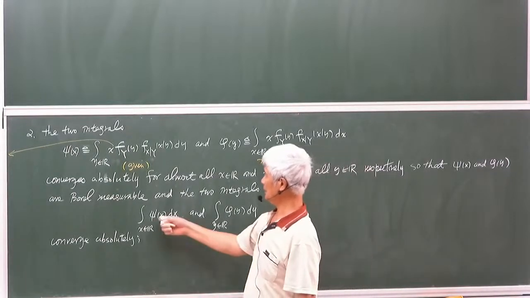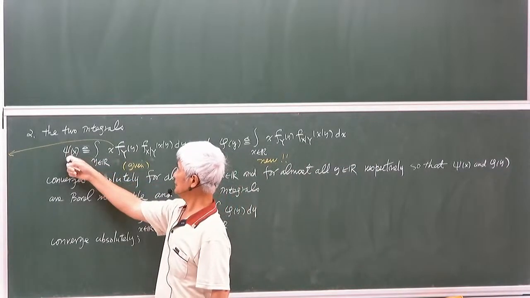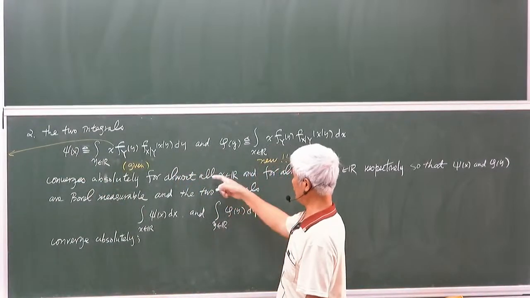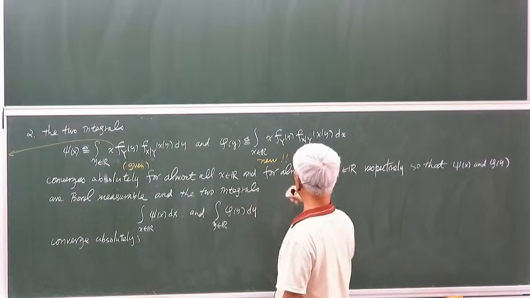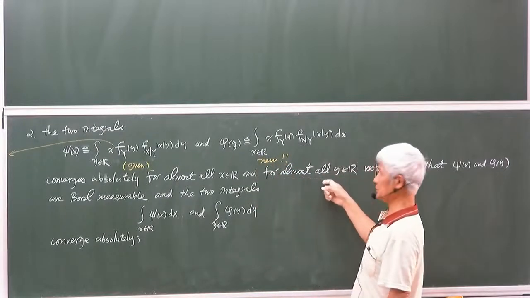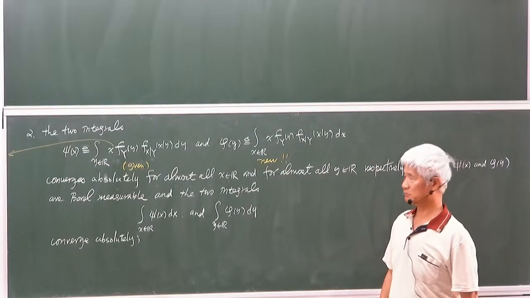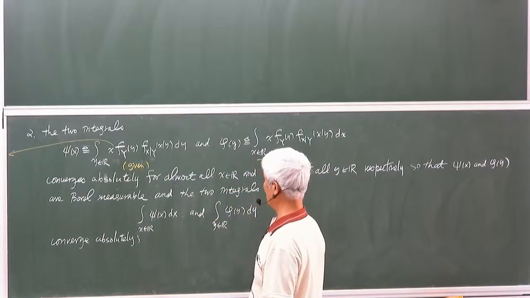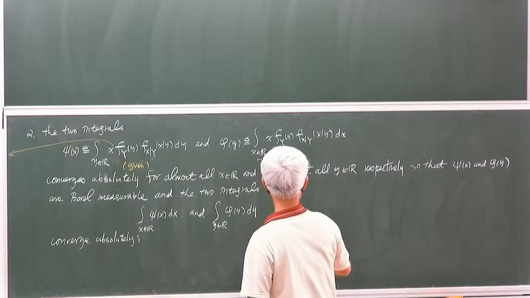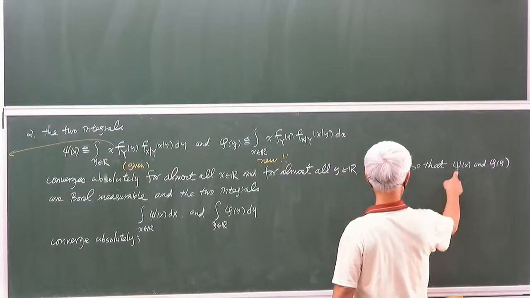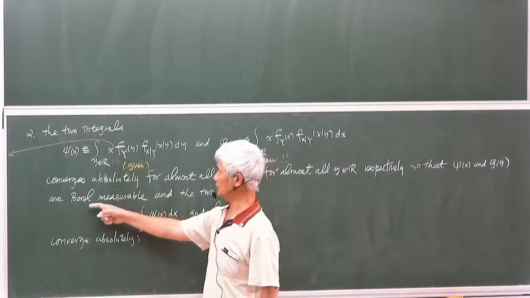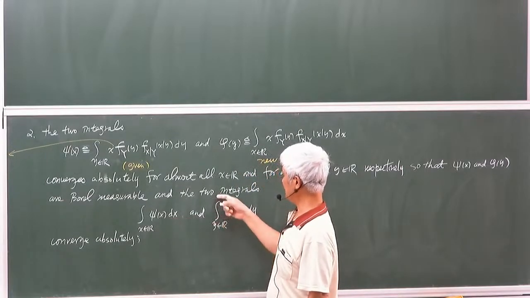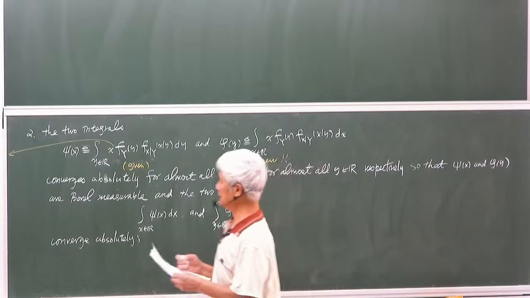Even though phi x is defined for almost all x in R, and phi y is also defined for almost all y, then these two functions are also Borel measurable, and if we do the integration, then these two integrals converge absolutely.